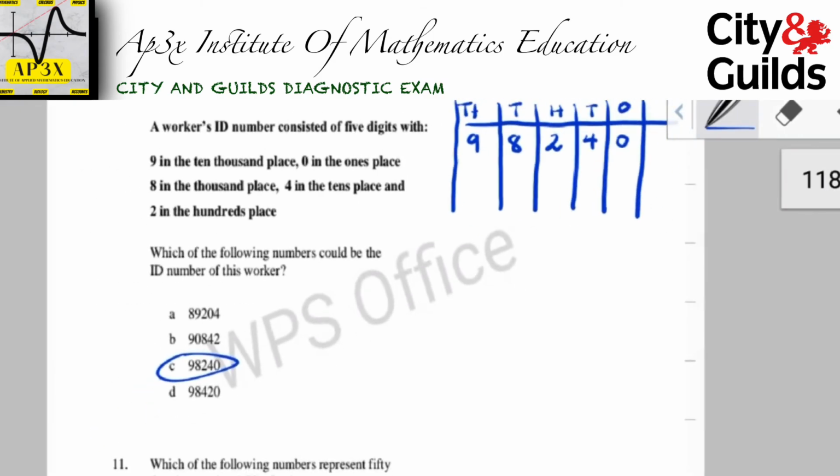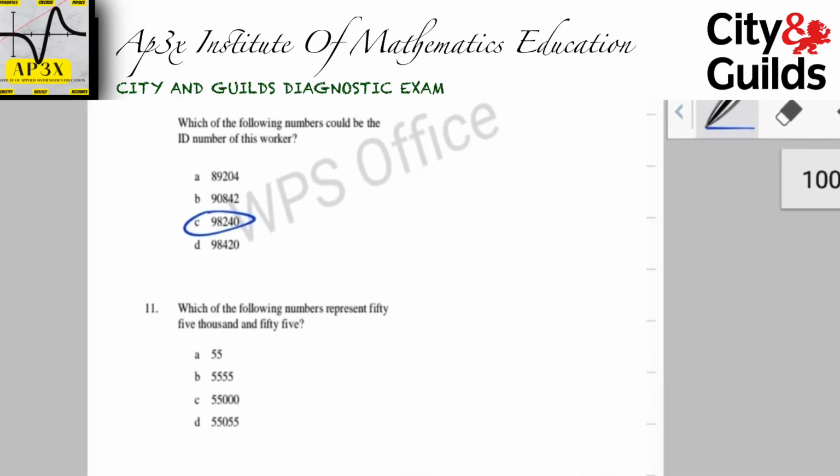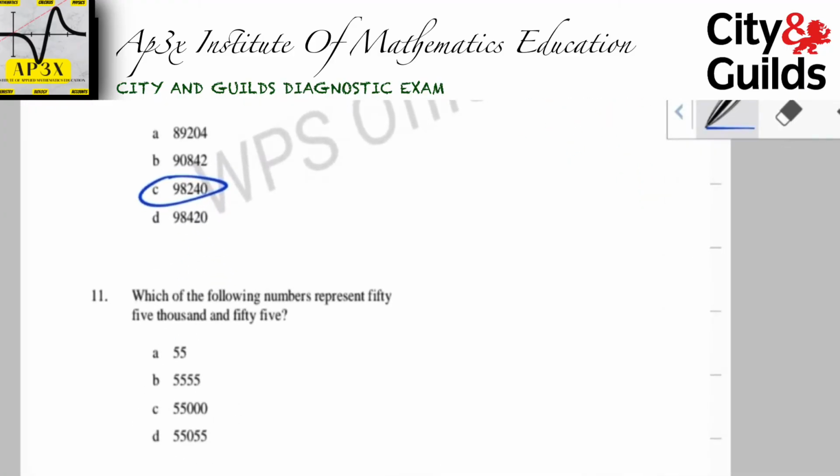All right, so pretty good. Next, we're moving on to: which of the following numbers represents 55,055? So 55,055. We could actually use the table again if you want to.